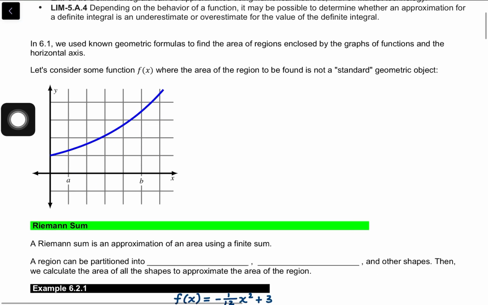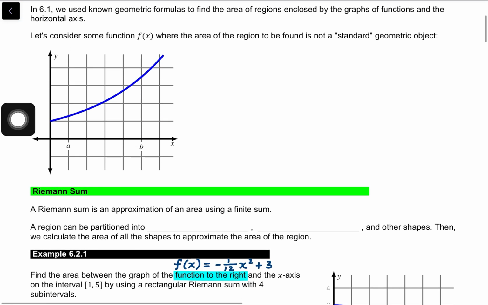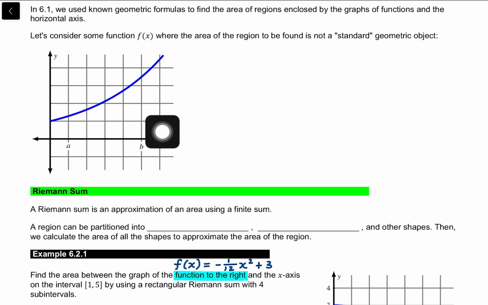In 6.1, we use known geometric formulas to find the area of regions enclosed by the graph of a rate of change and the horizontal axis. And this was easy when we knew the formulas such as rectangles, triangles, and semicircles. Let's consider some other function f of x where the region is not going to be a standard geometric object.